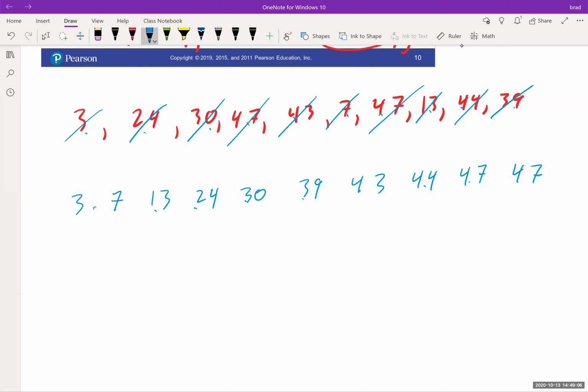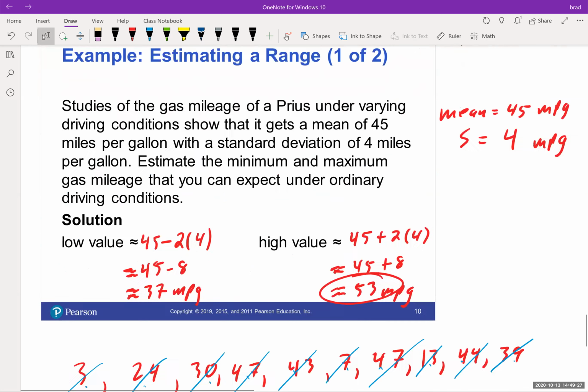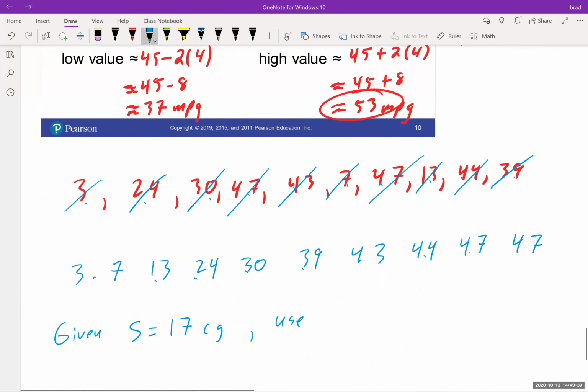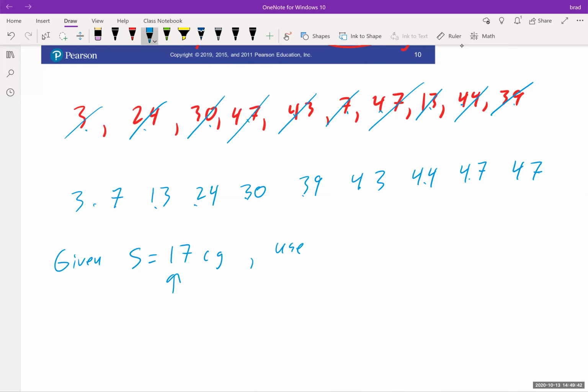Just because we don't have a calculator, given the standard deviation S equals about 17. It's actually 17.017 centigrams, but I'm just going to round it off to 17. Let's go back to here real quick. The standard deviation is approximately related to the range of the distribution by the range rule of thumb. So we can approximate the standard deviation using the range rule of thumb. Let's see how close it is. From the calculator, this would be about 17.017.